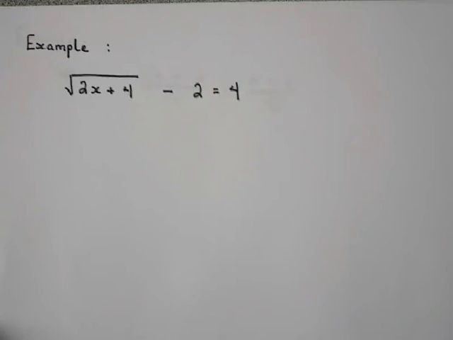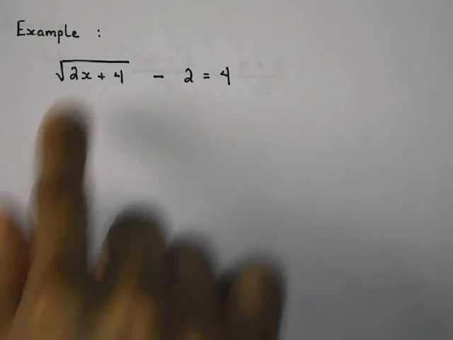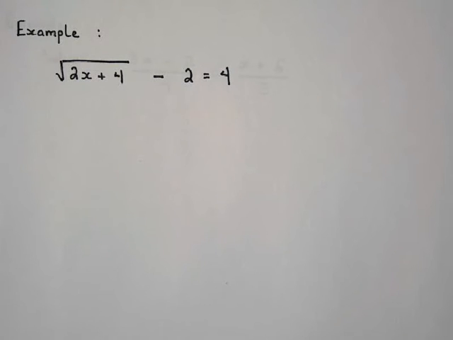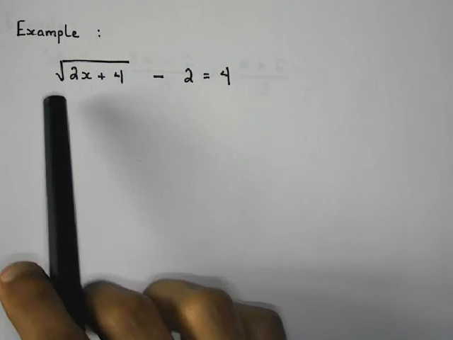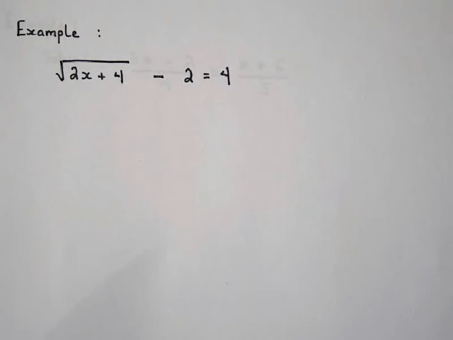So here we have an example where we have a square root involved. Now when you have a square root involved and x is underneath that radical, what we want to do is isolate that square root. So we want to get it all by itself. Again, it's all about undoing the equation to solve for a variable. So I have the square root, so let's go ahead and read this out. We have the square root of 2x plus 4, minus 2, is equal to 4.